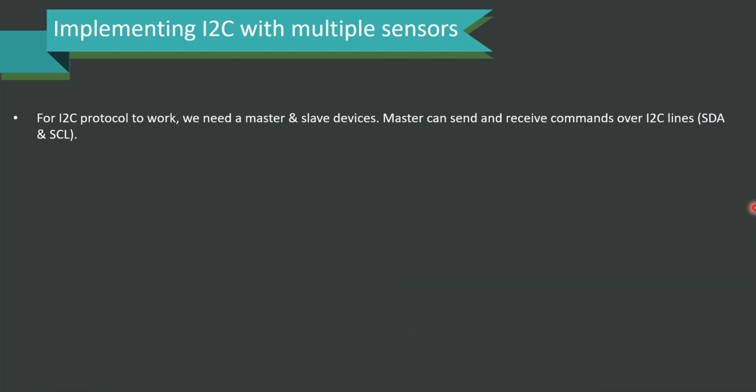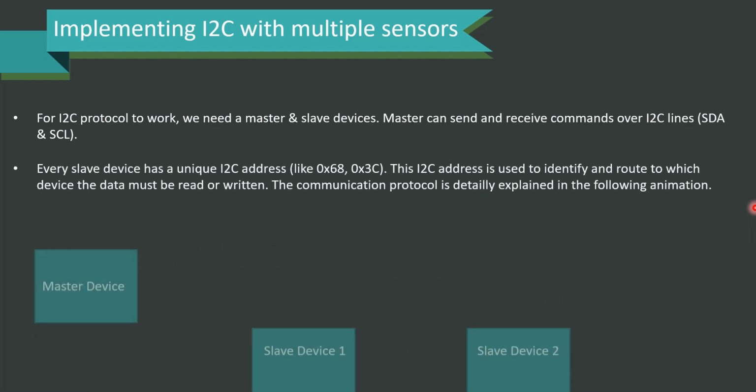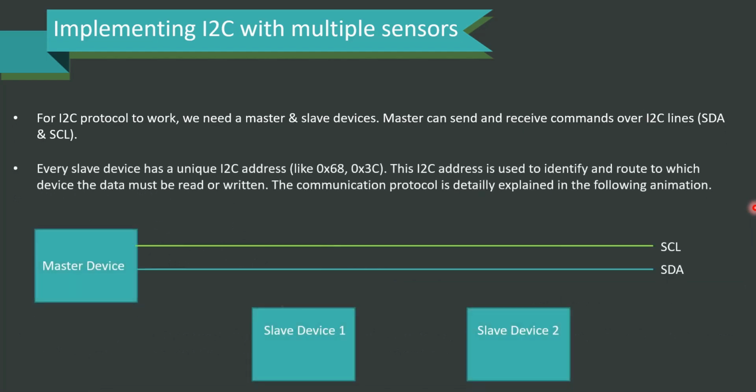Implementing I2C with multiple sensors. For I2C protocol to work, we need master and slave devices. Master can send and receive commands over I2C lines. Every slave has a unique I2C address like 068, 03C, something like this. The I2C address is used to identify and route to which device the data must be read or written.